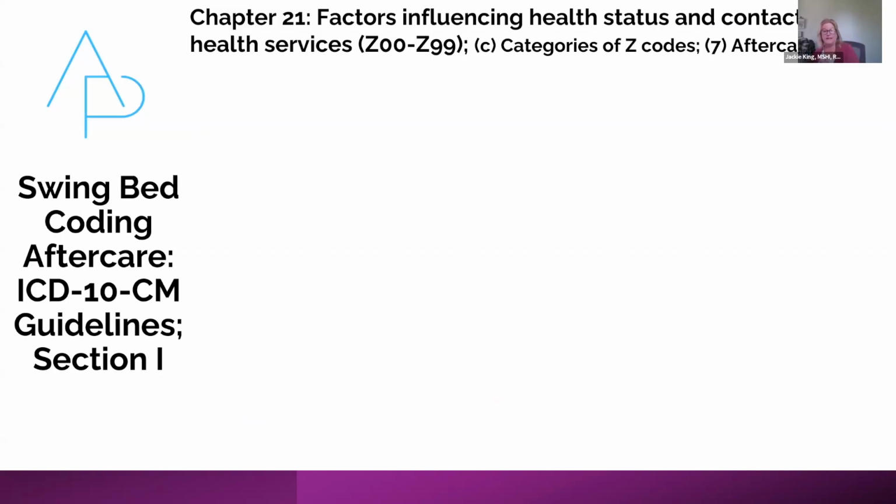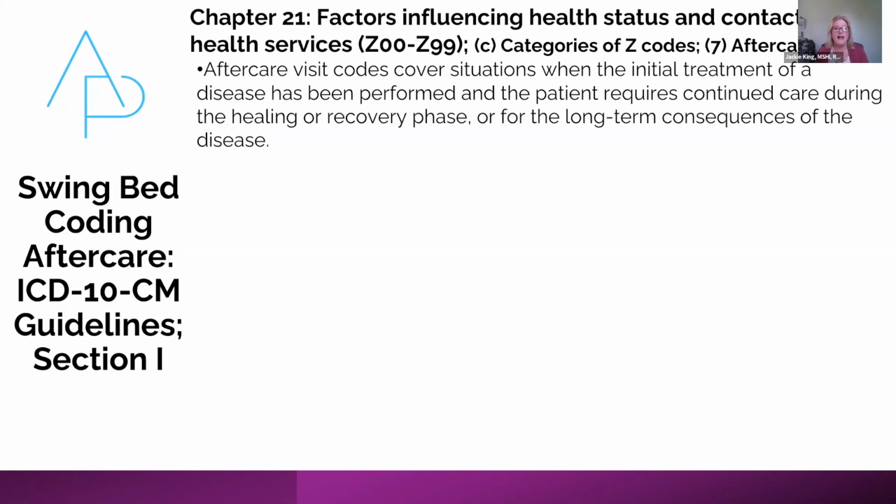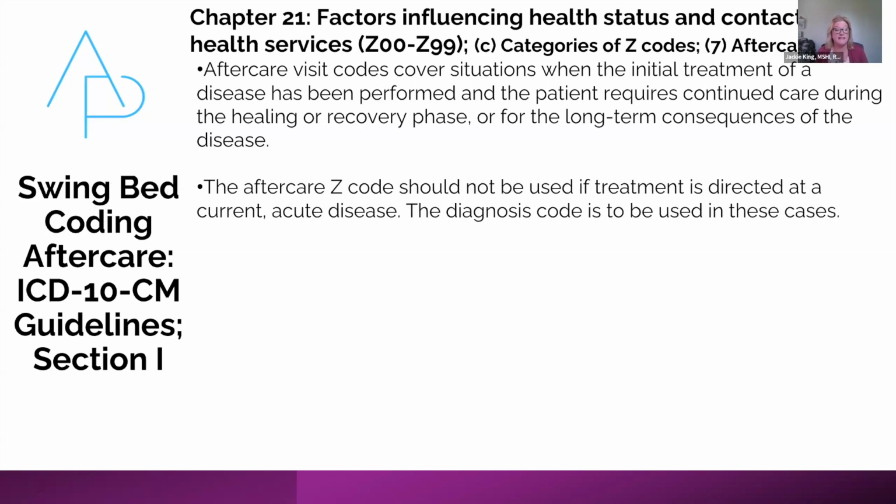Going over to ICD-10 coding. So ICD-10 is the diagnosis coding section of codes that we report on our claims. So I'm going into section 1, swing bed coding for aftercare, under the category of Z codes, which is chapter 21, letter 7, aftercare. Aftercare visit codes cover situations when the initial treatment of disease has been performed and the patient requires continuing care. They're in the healing or recovery process, or they're having long-term consequences of the disease.